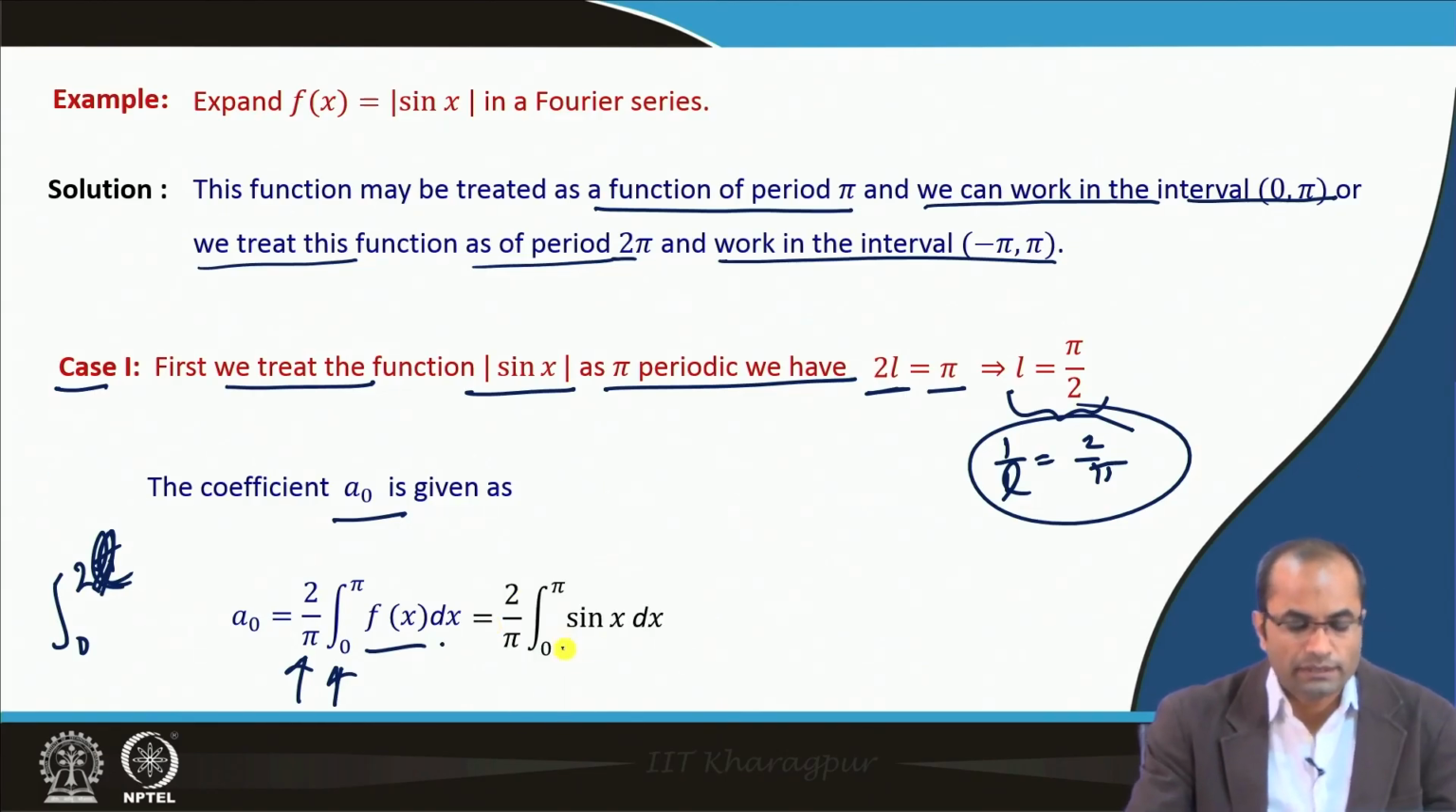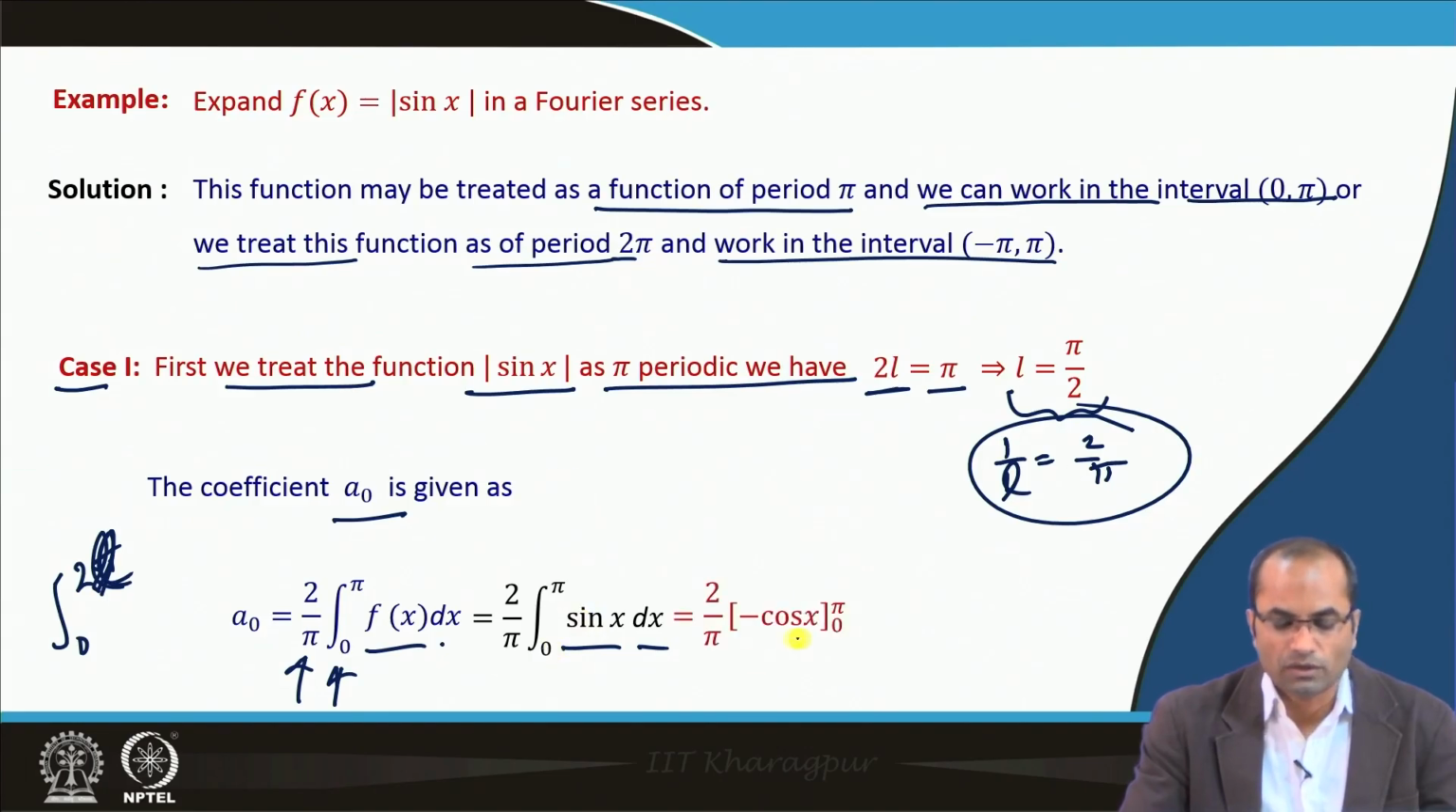So, 2 over pi, the f x from 0 to pi is just sin x, it is positive. So, we can remove the mod here, and the integral of sin x dx will be minus cos x, evaluated from 0 to pi.